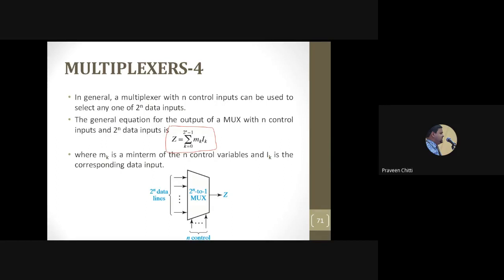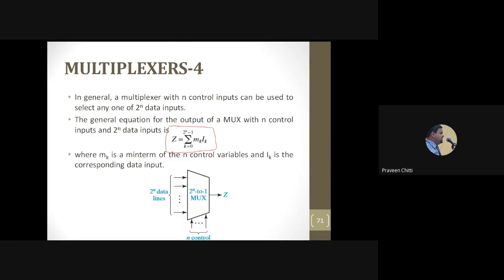So mk means, suppose you write k equal to 0, m naught, that is the min term. So what does this particular equation represent? Can anybody illustrate? You can take some value for n, maybe n equal to 2 or n equal to 4, and just try to illustrate what this equation means. How can we use this equation as a general output equation for any multiplexer having 2 to the power n data inputs and n select lines?